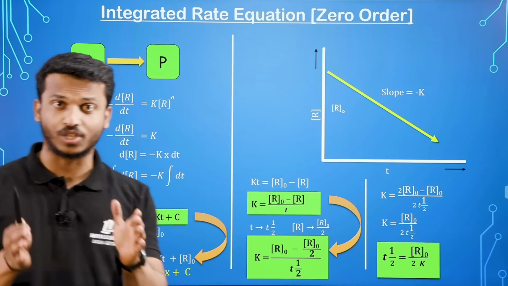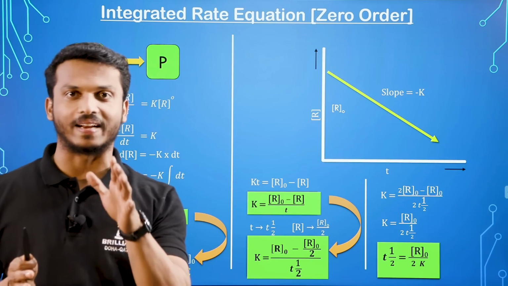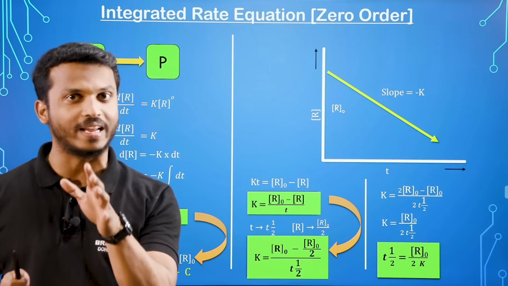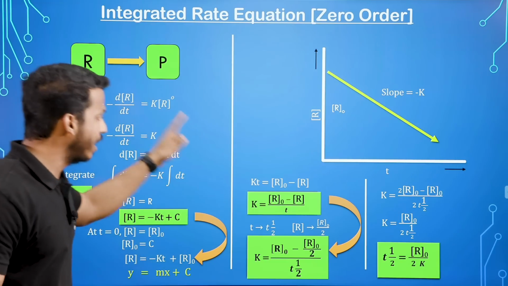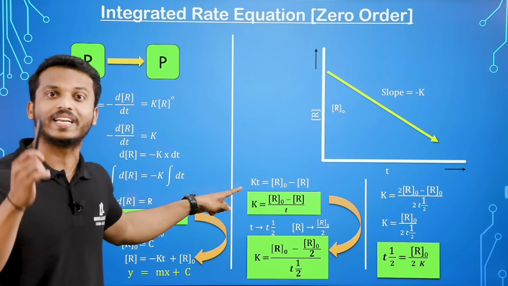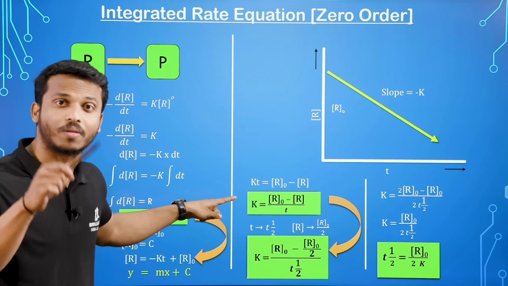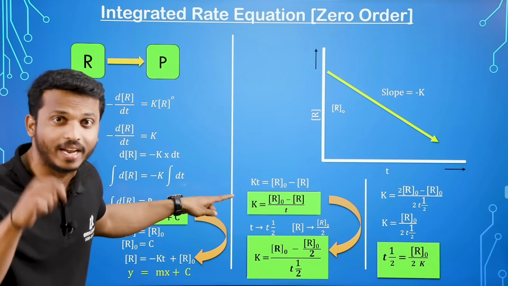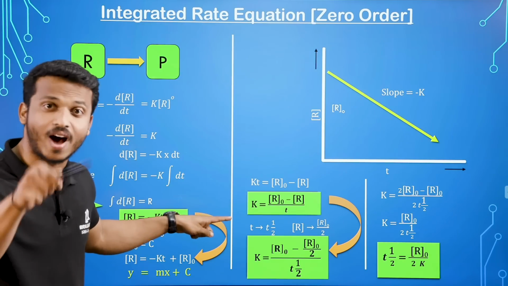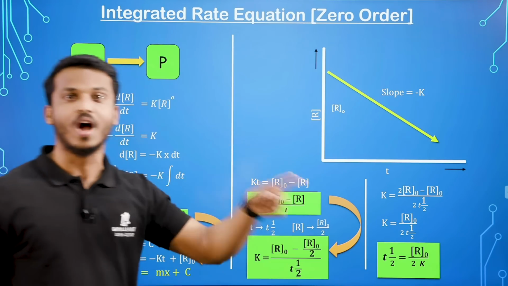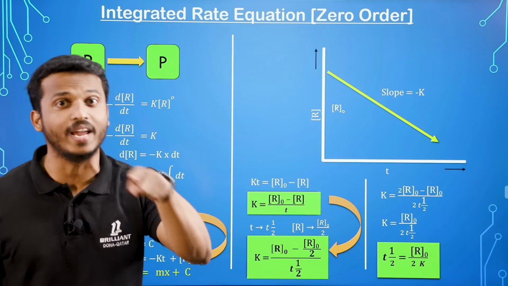So dear all, in this session we are dealing with the integrated rate equation for a zero order reaction. The main two equations you have to remember. What are they? The rate constant K is equal to (R naught minus R) the whole divided by T. Whereas what is the half-life of a zero order reaction? Half-life T half is equal to R naught divided by 2K.